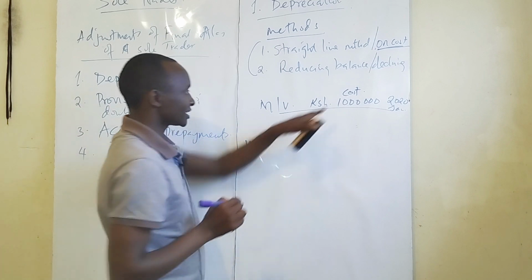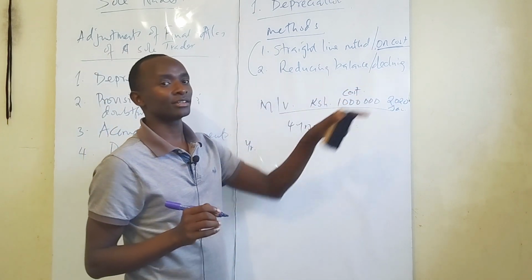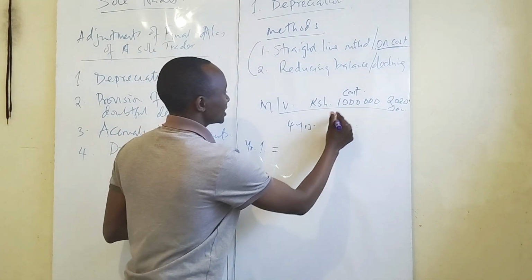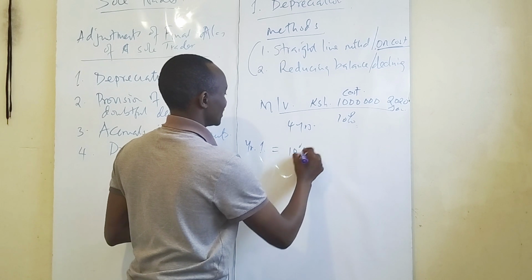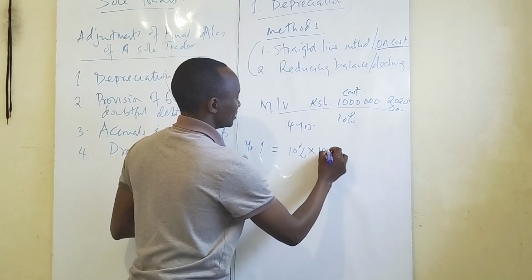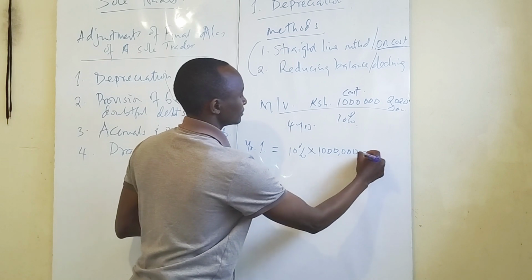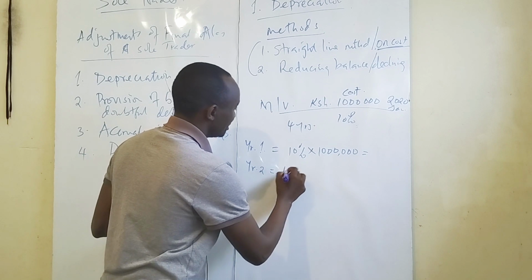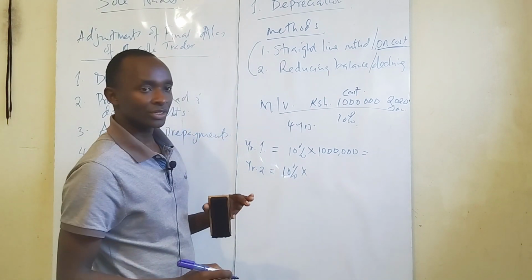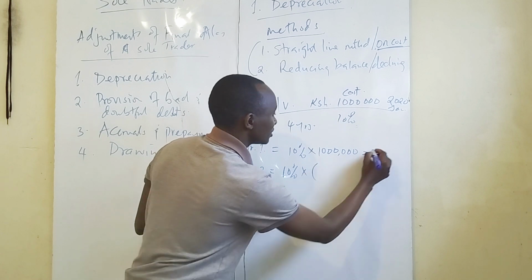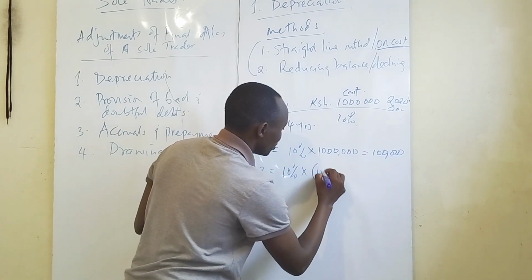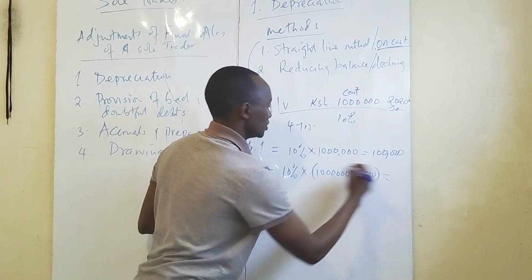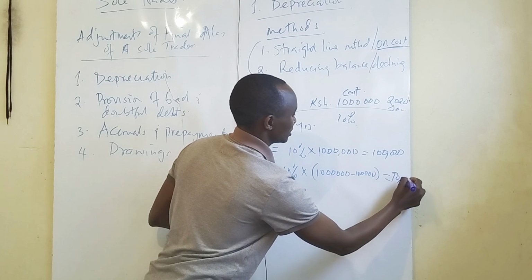Year one, under reducing balance or declining. From the term reducing, let me show you. Year one will be, let's say it's 10% of 1 million. Yes, and then year 2 will be 10% of, not now 1 million, so this is 100,000, it will be 1 million minus 100,000, which is 900,000.